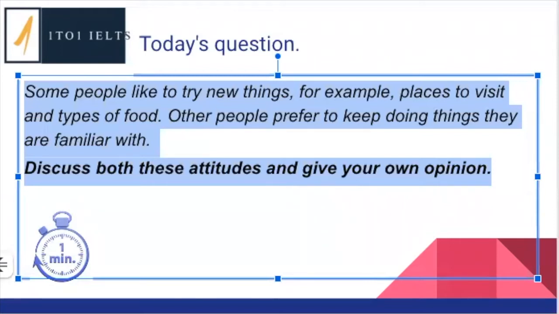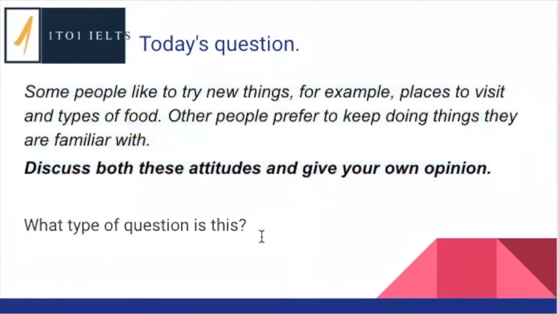So obviously, we've got a number of different types of questions in IELTS task 2. What type of question is this? Okay, so Manpreet says discussion, Vita says discussion, yeah. Exactly. This is a discussion. Sometimes you're going to see in the question it says discuss both views. This time it says discuss these attitudes and give your opinion. What does it mean by give your opinion in this particular question?